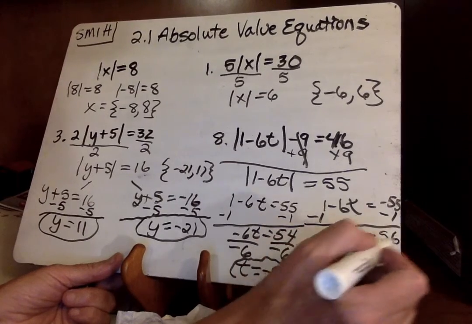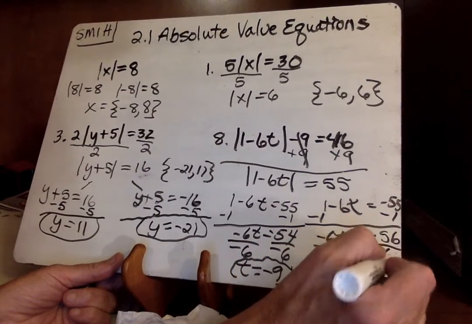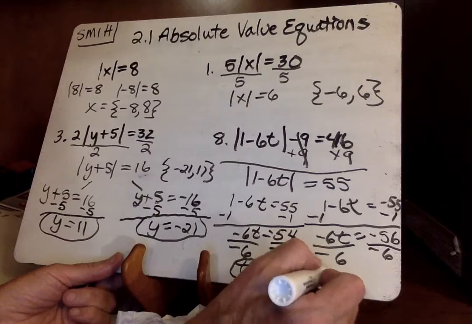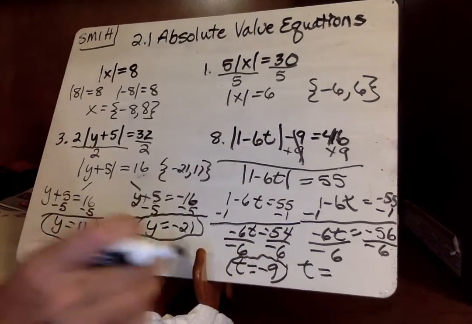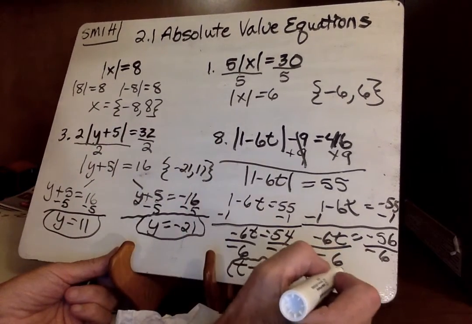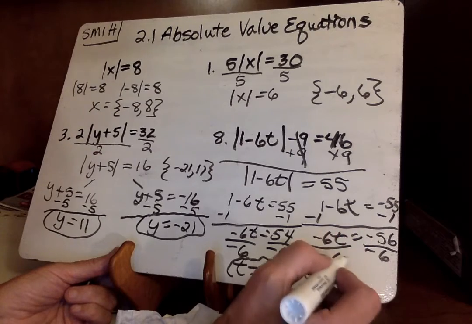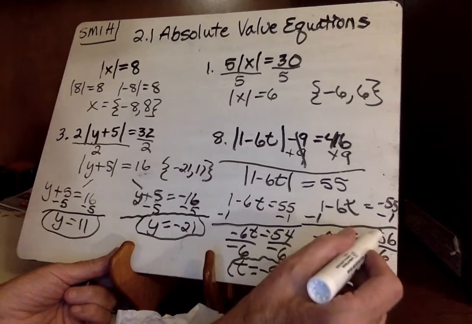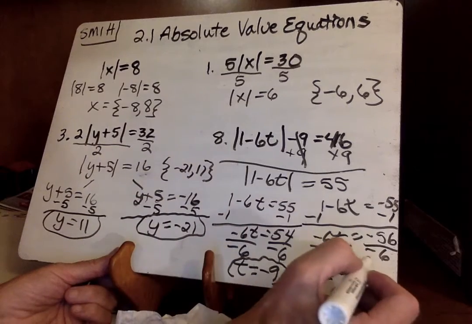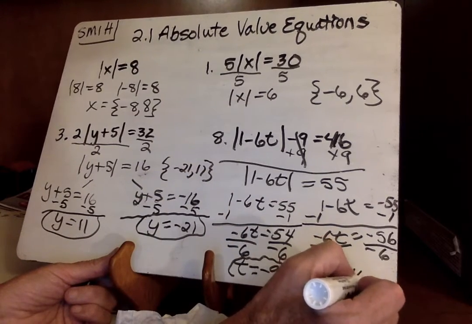Divide by negative 6. Divide by negative 6. And I cannot do that in my head. So 6 goes into 56 9 with 2 left over. And it's going to be positive 9 and 2/6. And 2/6 equals 1/3.